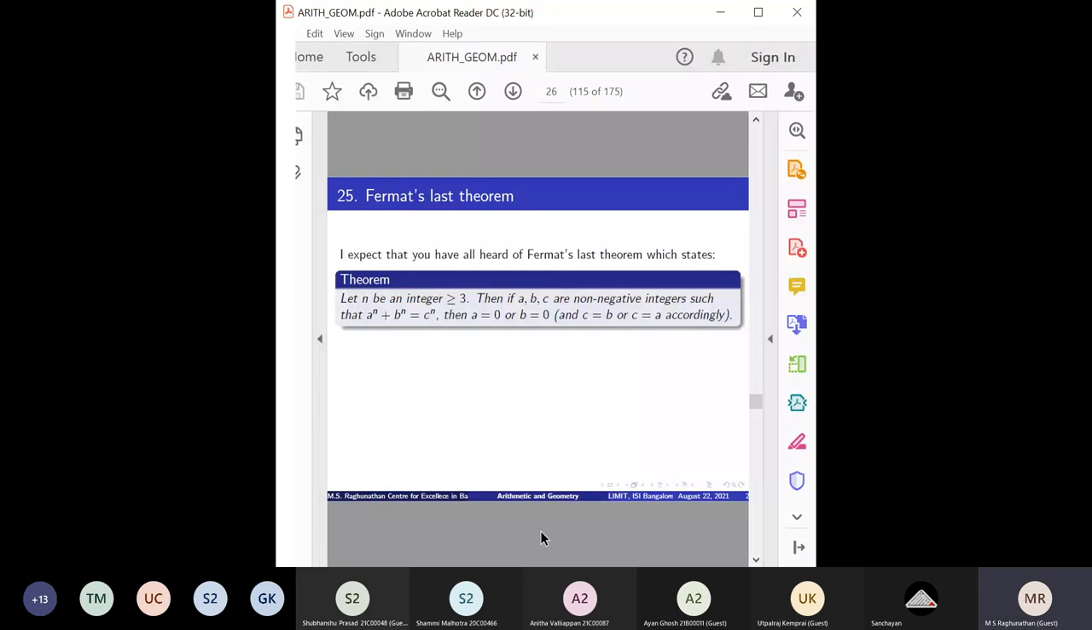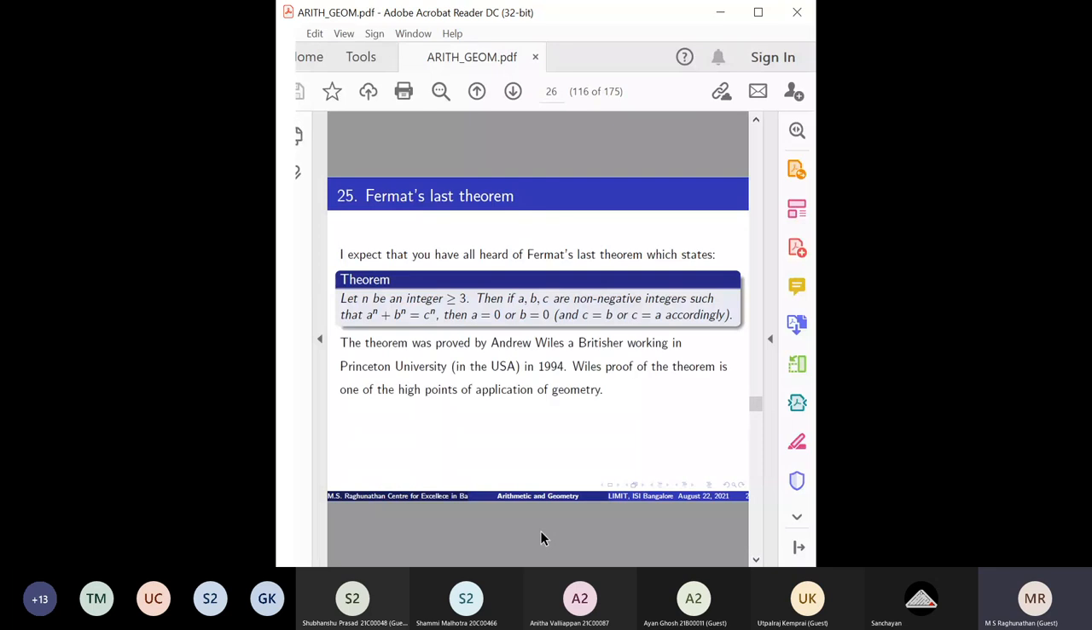If you insist that a, b, c all be positive, then there are no solutions, is the way the theorem is stated. No integral solutions. The case n equal to 2 was something you just now went through extensively. And what Fermat's last theorem says is that it is not possible to find solutions when n is greater than or equal to 3.